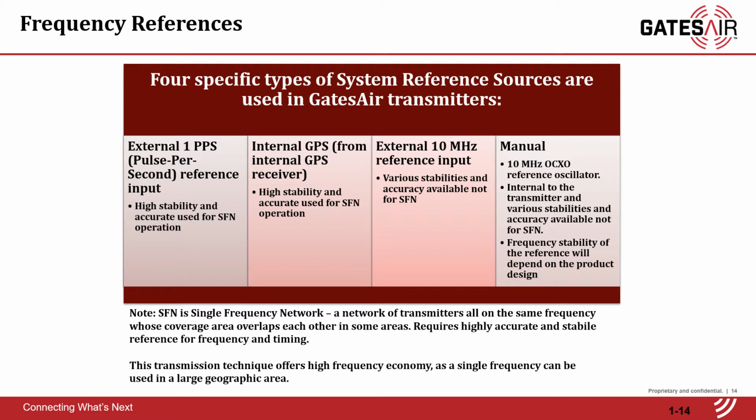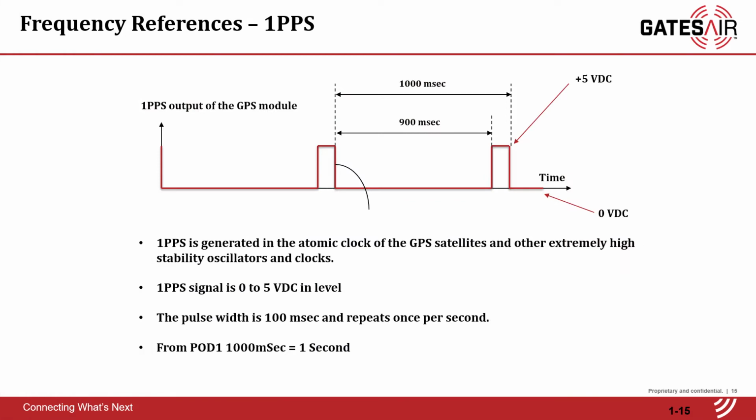Other frequency references are used as internal clock pulses in equipment. External 10 MHz can be used for all equipment within a facility, and internally, OCXO oscillators are used for internal reference for the oscillator. The 1 pulse per second, or 1 PPS, is generated in the atomic clock of the GPS satellites and is extremely accurate and stable. The signal level is 0 to 5 volts DC. The pulse width is 100 milliseconds and repeats every second.